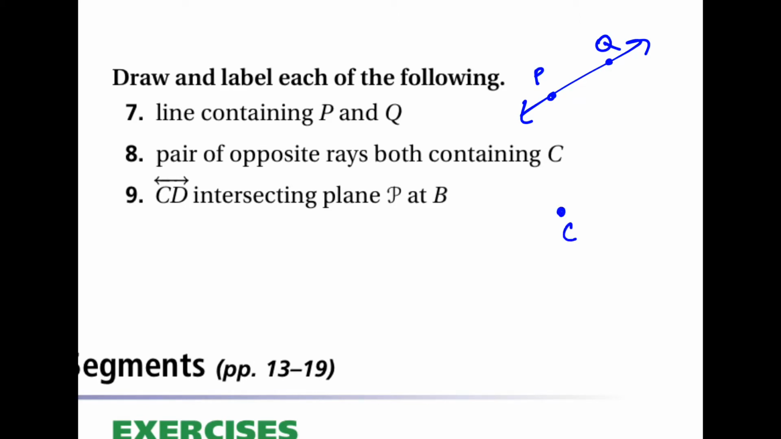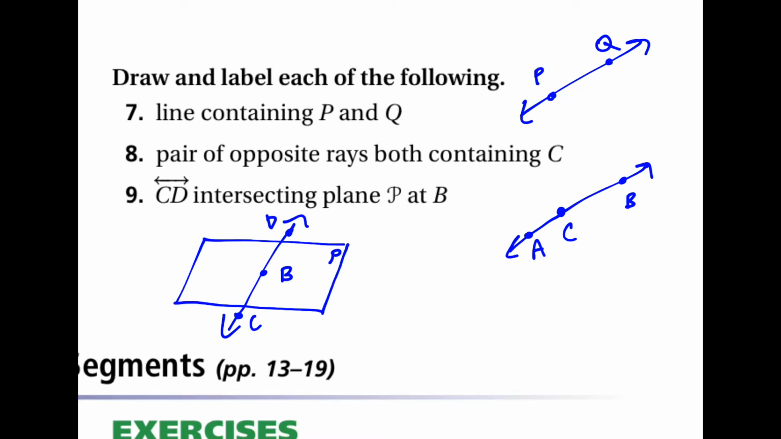For number 8, a pair of opposite rays, both containing C. Well, C will be my common endpoint, and we'll head in this direction, CB, and in the opposite direction, CA. That's for number 8. Number 9, line CD intersects plane P at B.